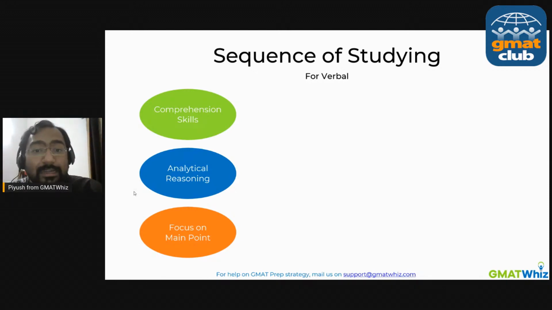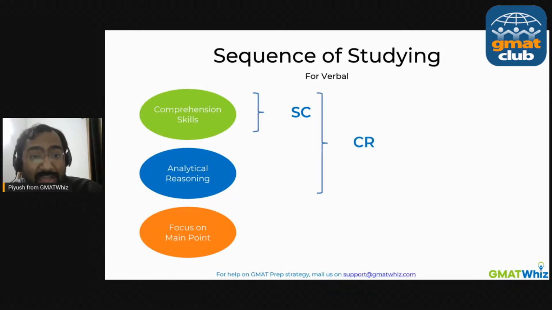If you look at sentence correction, it doesn't require you to work on analytical reasoning or focus on the main point, because there's just one sentence that you have to focus on. You definitely have to learn grammar, but from a comprehension or meaning-based perspective. So SC is testing you on only one skill, comprehension, because there's just one sentence to comprehend. But in critical reasoning, you have to work on comprehension as well as analytical reasoning, because there are multiple sentences out there.